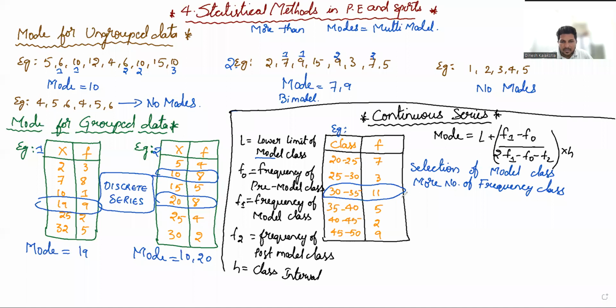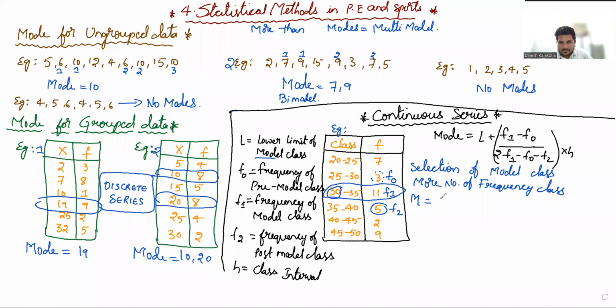Now, very simple. This is F1, this is F0, and this is F2, and L is nothing but the lower limit of the model class. So this is the lower limit of the model class. So you have each and everything. Directly we'll substitute the values in the formula.